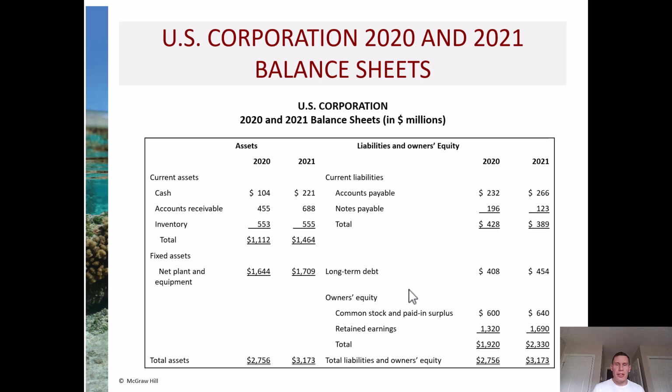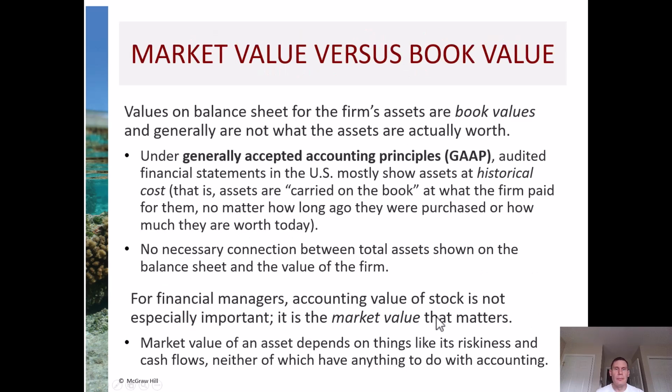So if we look at U.S. corporation 2020 and 2021 balance sheets, this is kind of the setup, right? Bear in mind these numbers are in millions. We've got our current assets on the left, at the top, and then our fixed assets below that. Notice that the total assets, 2756 and 3173, again in millions, equal the total liabilities and owner's equity on the right hand side.